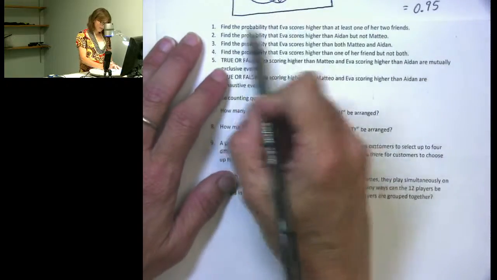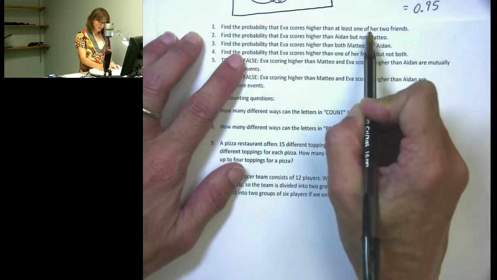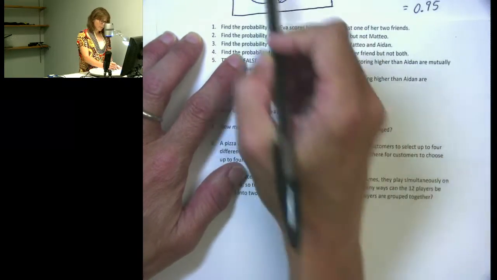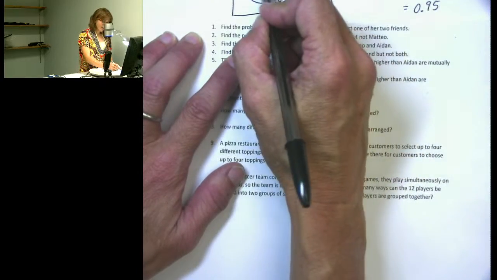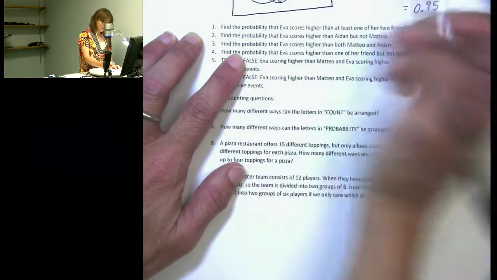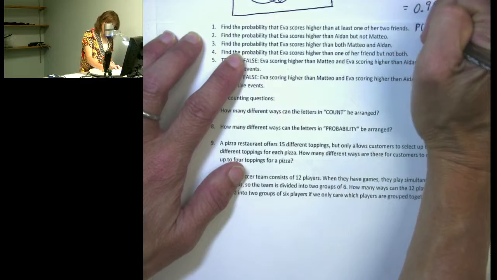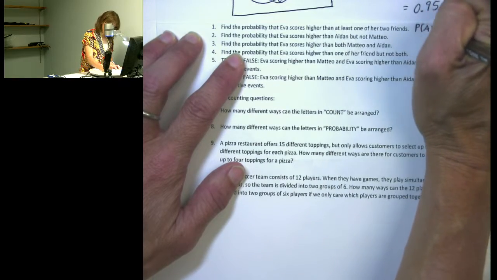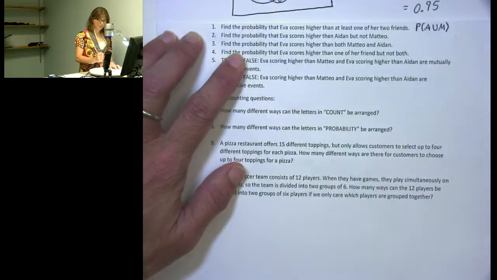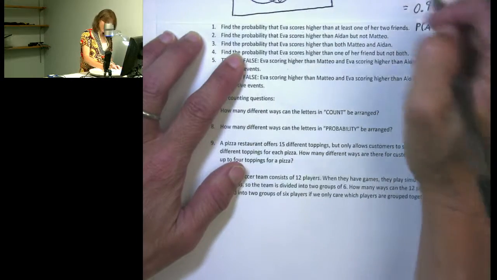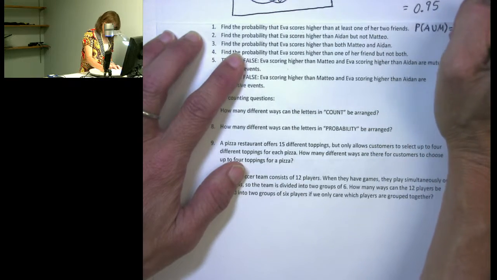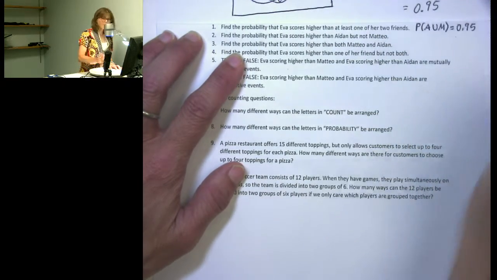So I want to find the probability that Eva scores higher than at least one of her friends. That would be the probability that she scores higher than Aiden or Mateo or both. That's the probability of Aiden or Mateo being higher. And I found already that the probability of that union is 0.95.